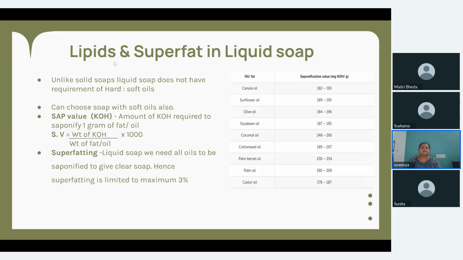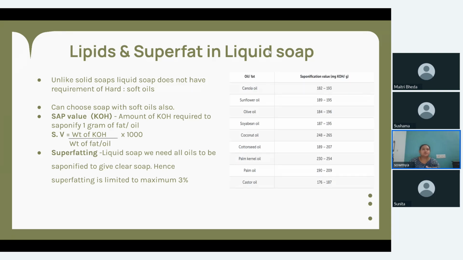So next we will see about the lipids and superfatting in liquid soap. Unlike when you're selecting lipids for solid soap making, where you choose your saturated and unsaturated oils, usually you will keep your saturated oils in the 40% category and unsaturated as 60%. That way you will get a nice hard bar of soap, which is not over cleansing, and it is mild and gentle and all that.